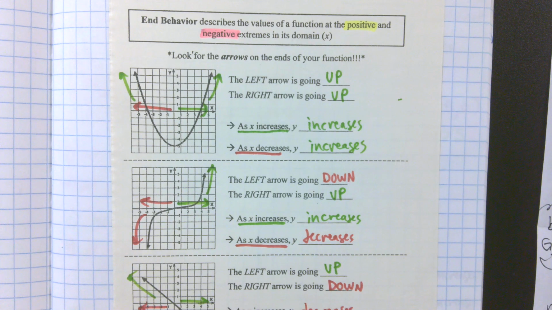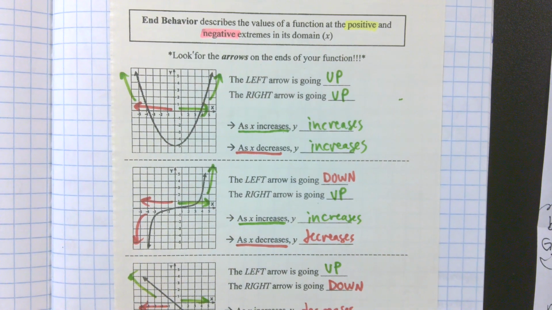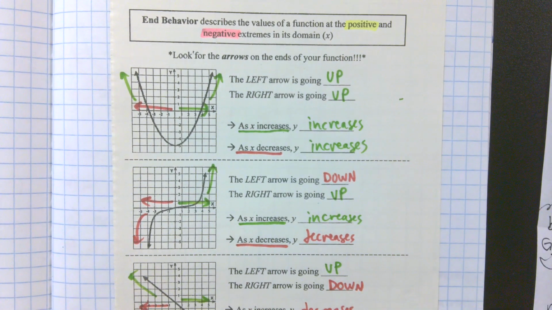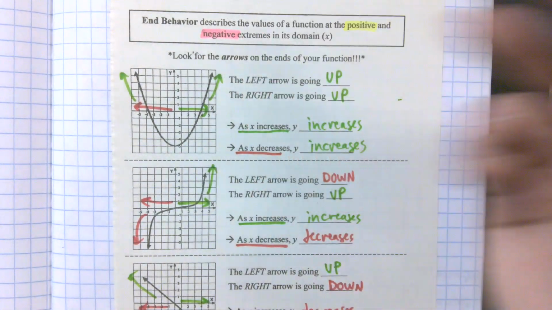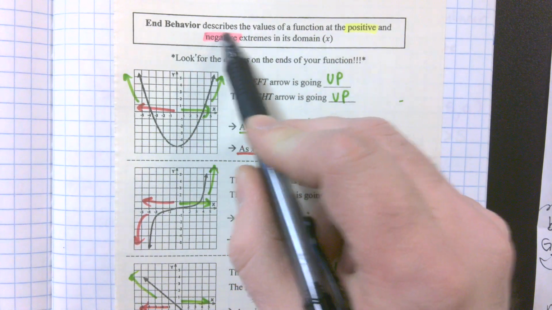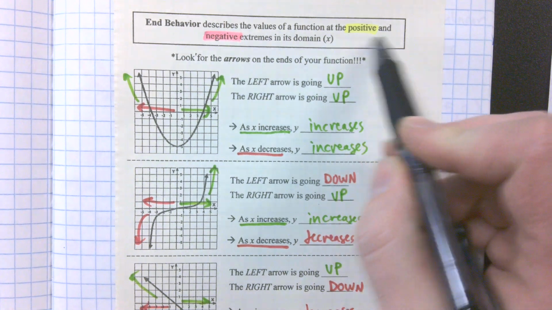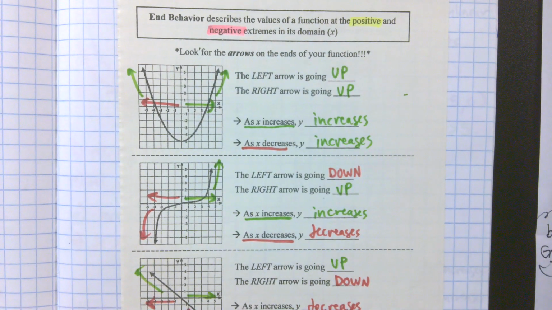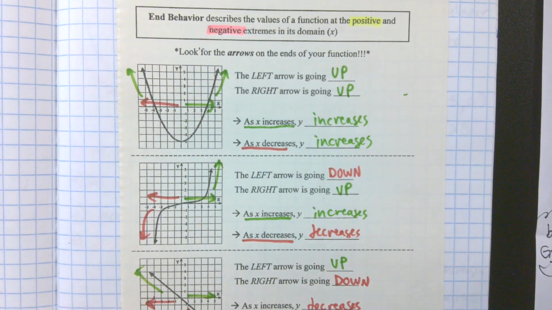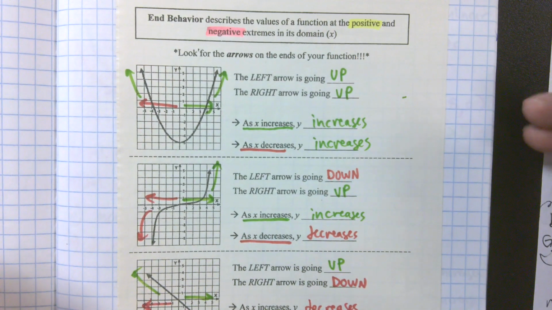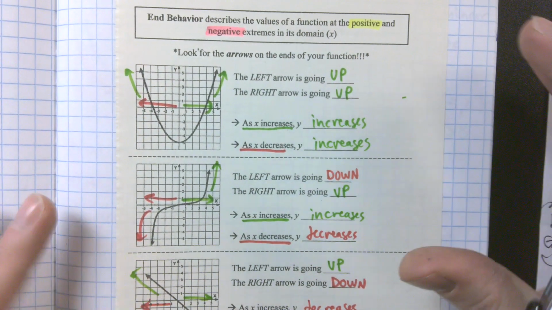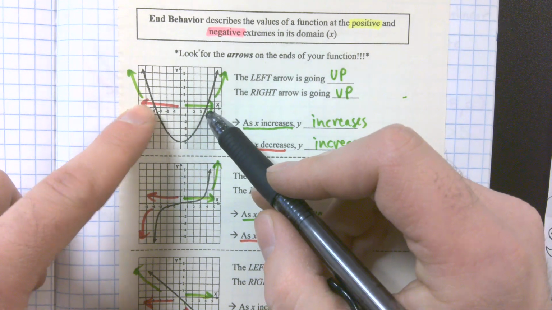When we were talking about end behavior a long, long time ago, 4 months ago, end behavior describes the value of the function at the positive and negative extremes. So that means you look at the arrows, which way are the arrows going? It was pretty self-explanatory before, right?